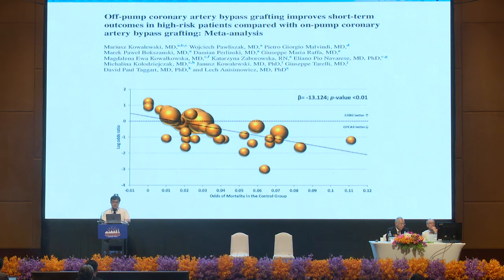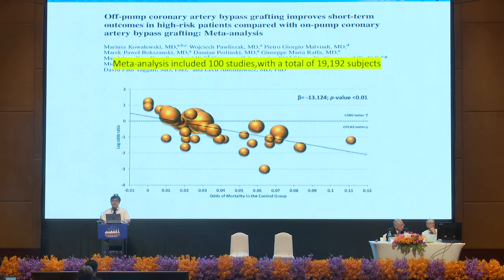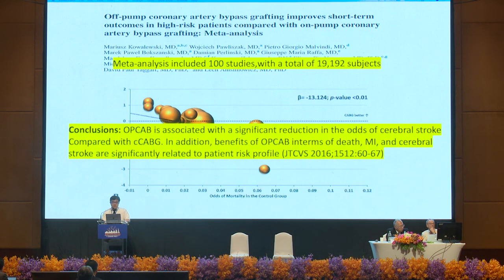Another one from Professor Kovalevsky in the US. You can see below the dotted line the patients with off-pump. The more you do patients with higher risk, the benefit is getting better compared to on-pump. This is a big paper, because it's a meta-analysis including 100 studies and almost 20,000 cases. The conclusion is that off-pump is associated with a significant reduction in odds of cerebral stroke compared to conventional CABG. And the benefit in terms of death, MI and stroke is significantly related to the patient risk profile. That means if the patient's risk profile is higher, the outcome will show its benefit.